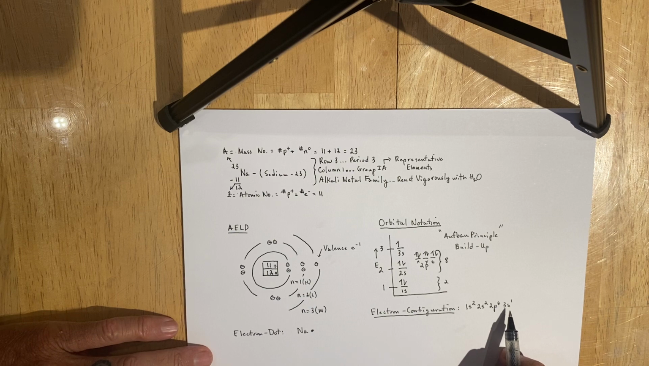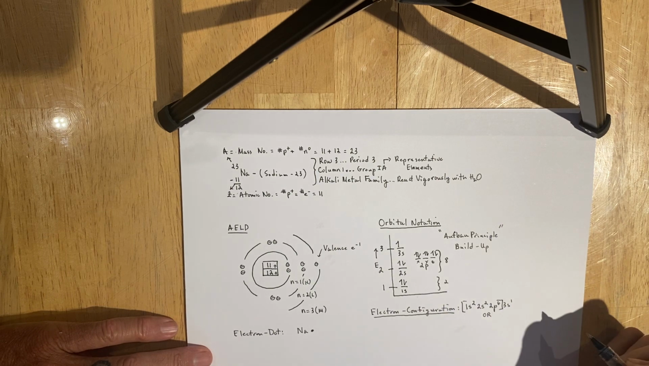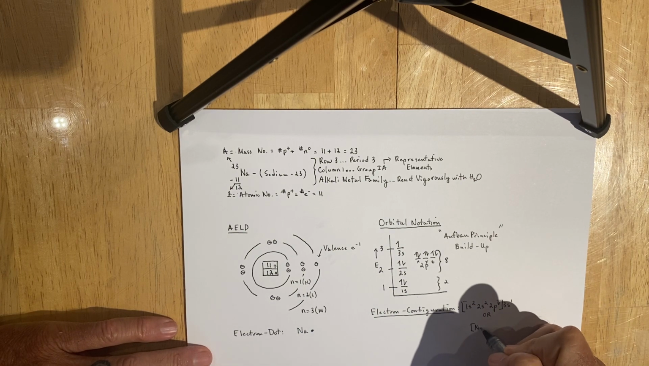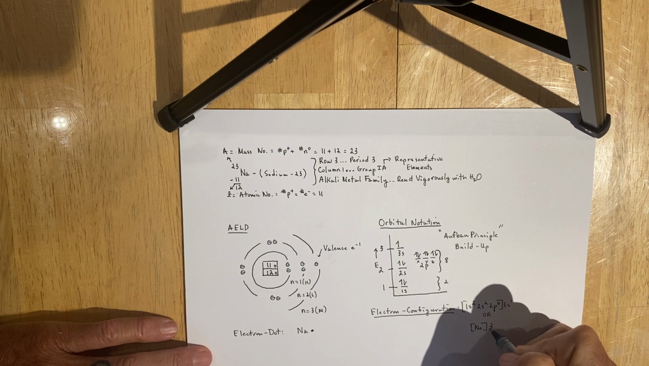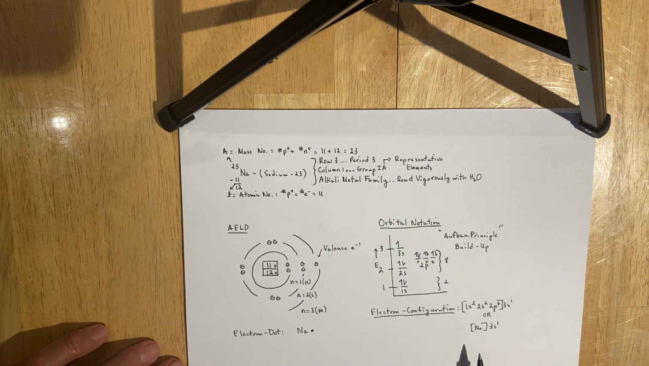You never know, you might be asked to produce the configuration of sodium on an AP chemistry exam. That being said, we can also write this in shorthand notation because 1s2, 2s2, 2p6 is the same configuration as that of neon. So we simply could say this is neon 3s1, and the outer configuration is 3s1. It has one valence electron in an s sublevel on the third energy level.